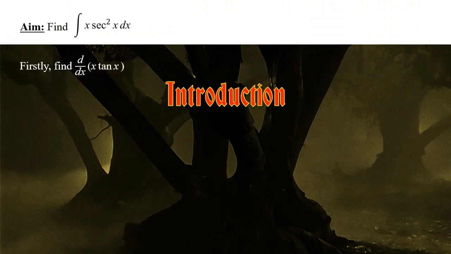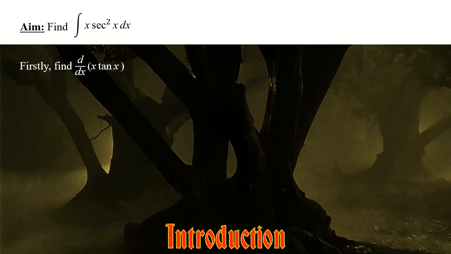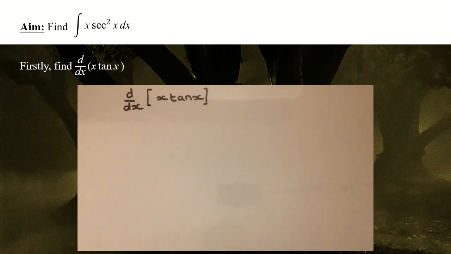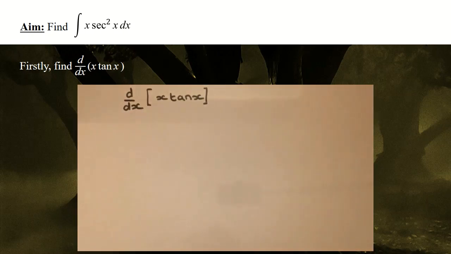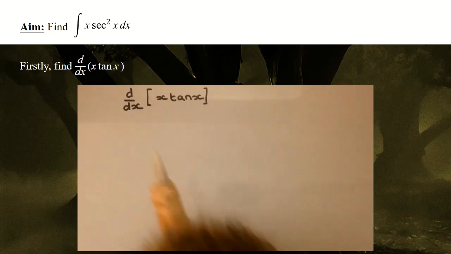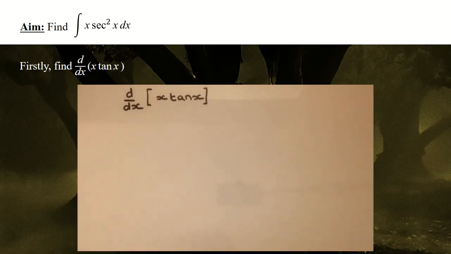So in the next few slides, I'm going to set up the idea of integration by parts using an example. Okay, so our aim, as we know, is to integrate x sec squared x. And you may be wondering why the first thing we need to do is to differentiate x tan x. Well, all will be revealed, so don't worry about that. So let's just go ahead and do it. And in fact, it would be a good idea if you just pause this for a second and maybe tried it yourself, and then we'll check answers in a moment.